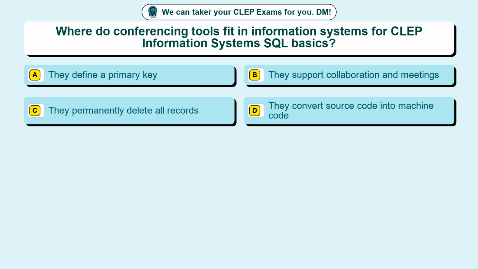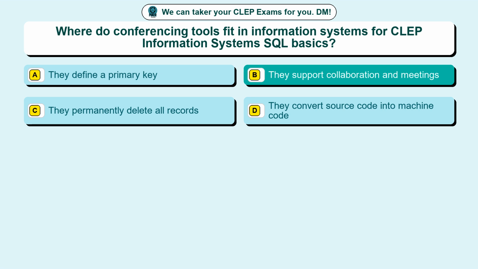Question 5. Where do conferencing tools fit in information systems for CLEP Information Systems SQL Basics? Option A. They define a primary key. Option B. They support collaboration and meetings. Option C. They permanently delete all records. Option D. They convert source code into machine code. The correct answer is option B. They support collaboration and meetings.